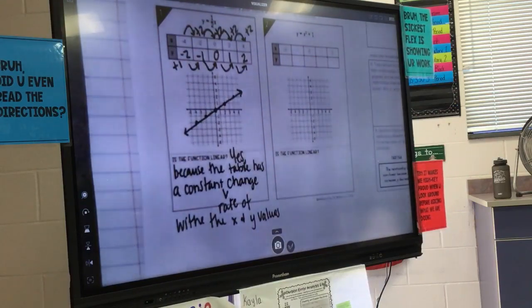And then the last two, 1 times 1 plus 1. Right. And then 2 times 2 plus 1. Look at this and see, does this increase? Does it increase the same every time?